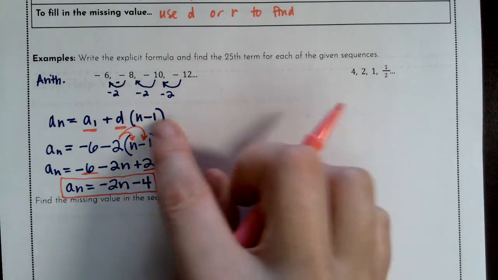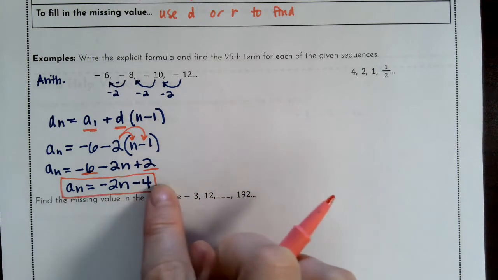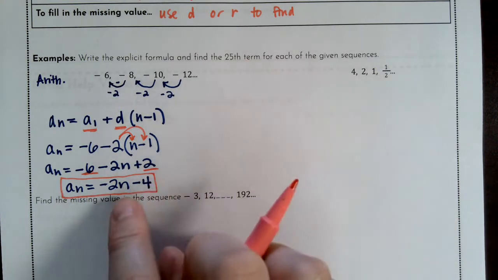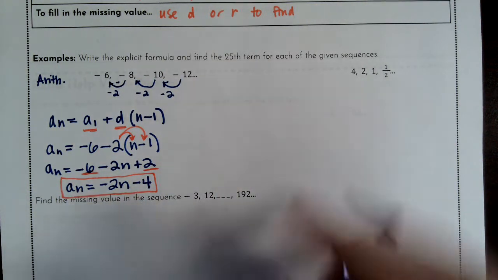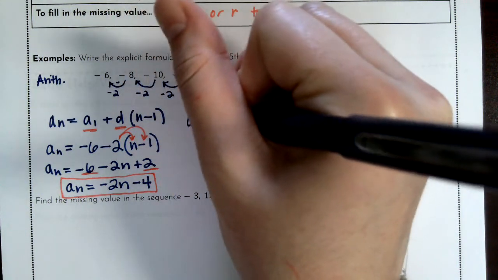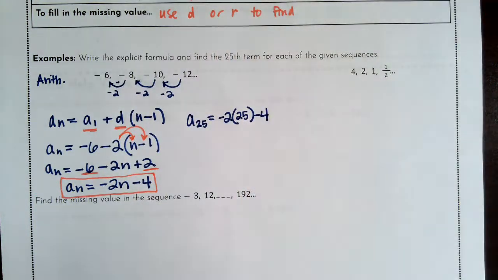Now, the reason I want to simplify it is because I'm going to need to find the 25th term. So the simpler my formula is, the easier it's going to be to find the term that I want. So if I'm trying to find the 25th term, I'm just going to plug in 25 for n. So a sub 25 is -2 times 25 minus 4.